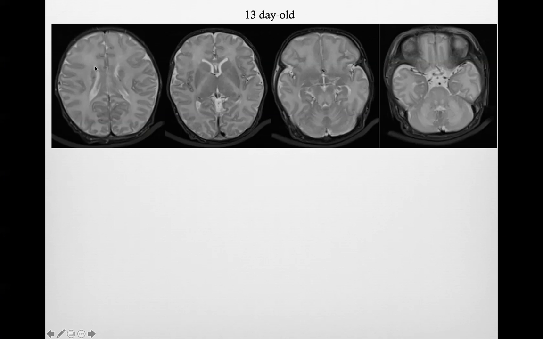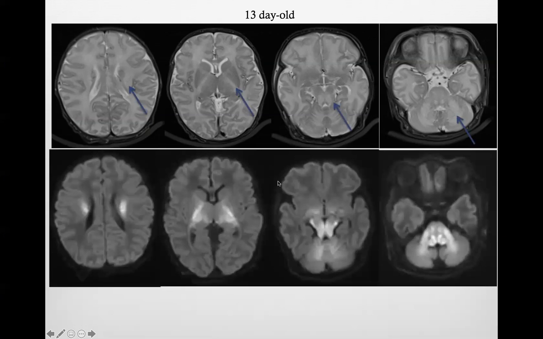Look at the bright signal of the liquor, but the central part here, the PLIC, should be dark because it should be myelinated. We don't see that. Look if we do diffusion. This is a myelination map. Everything that is supposed to be myelinated, so is metabolically very active, is actually damaged.